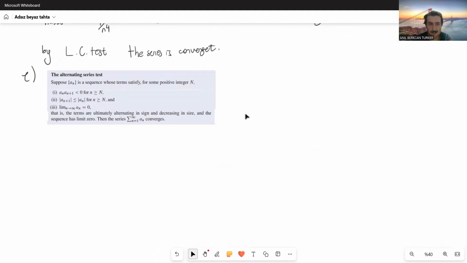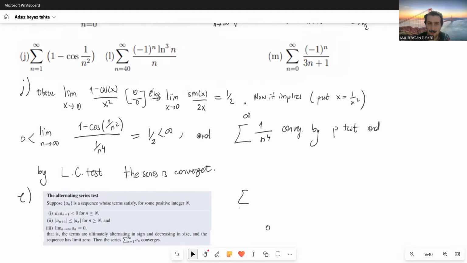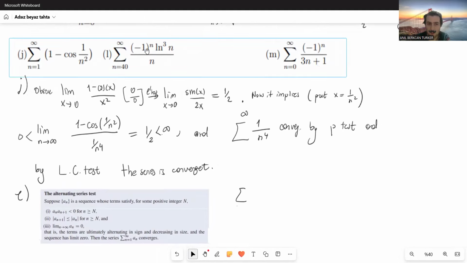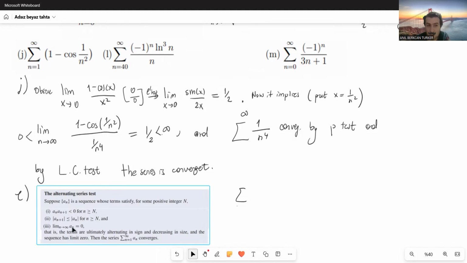It says that suppose that you have, in our case, let me rewrite. In our case, a_n is the whole thing, but let's separate b_n, which is just the positive part. And we are going to observe that this positive part will be decreasing. So this part 2 says that, and the limit will be 0. If they are satisfied, then I can say that this whole series is convergent.